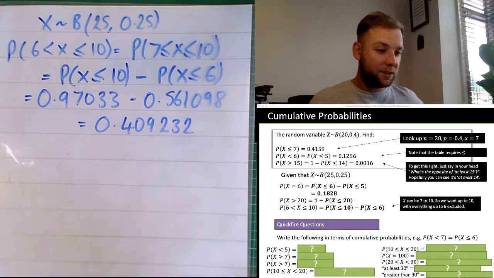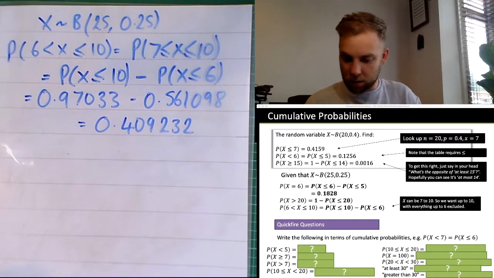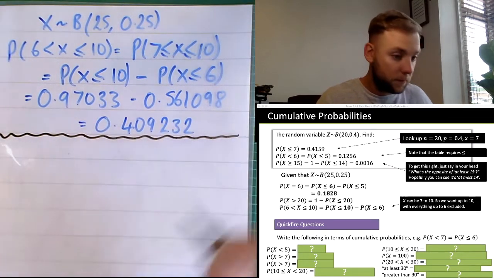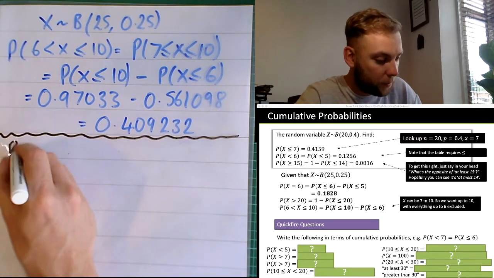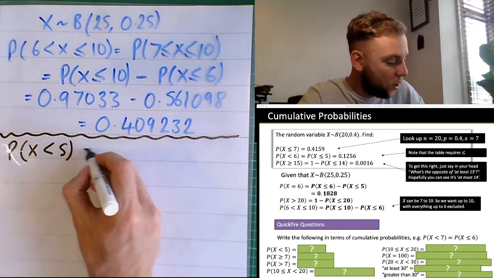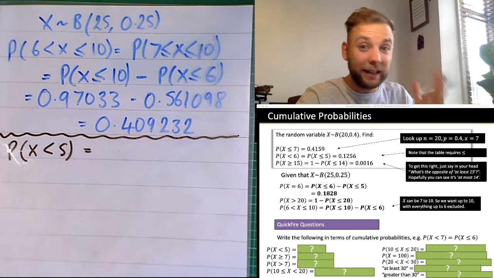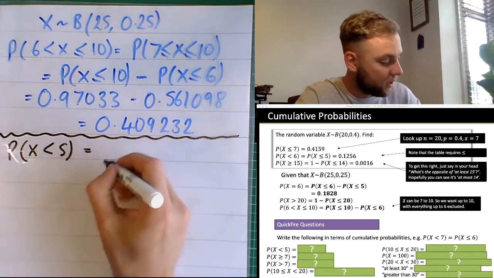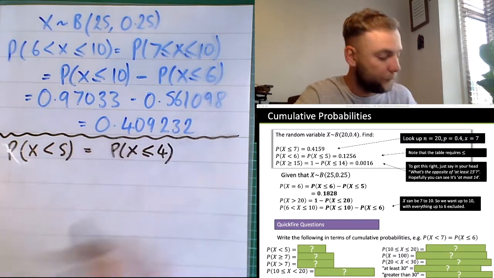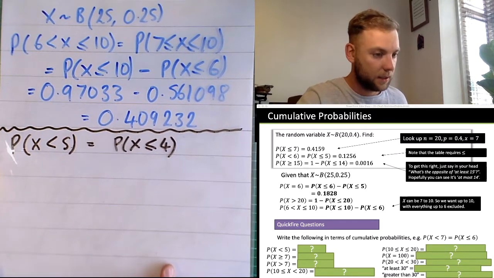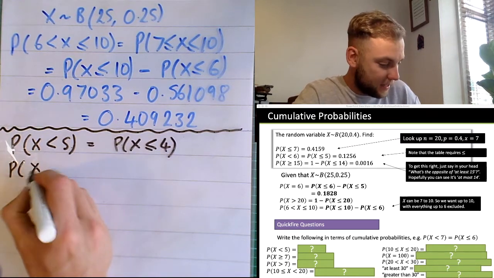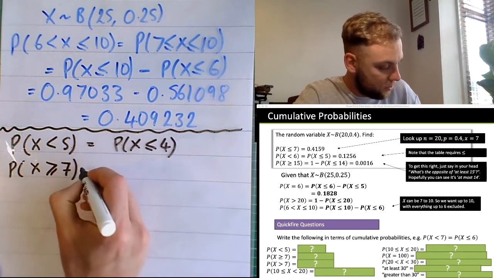Okay, so let's do them together then. So, first one. If I've got the probability that x is less than 5, I know this is the same as saying if I want strictly less than 5, that means I'm not including 5. So this is the same as saying the probability that x is less than or equal to 4. Brilliant.